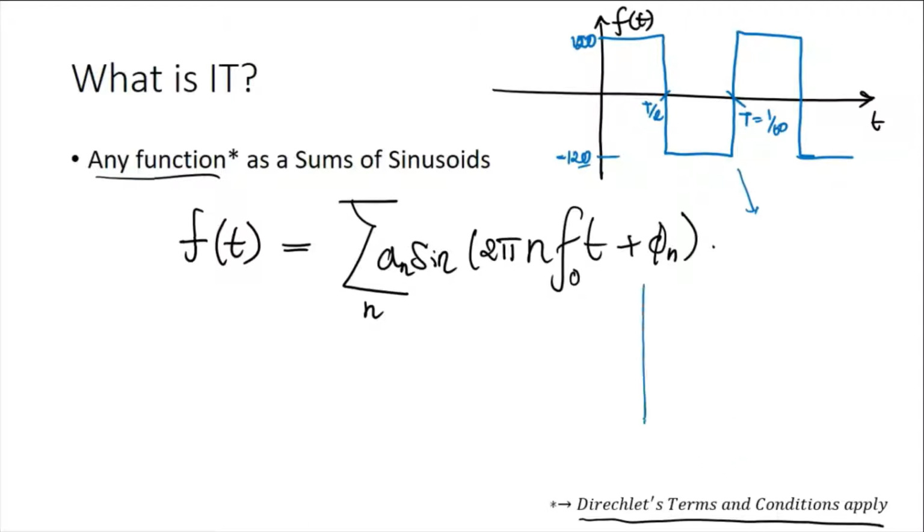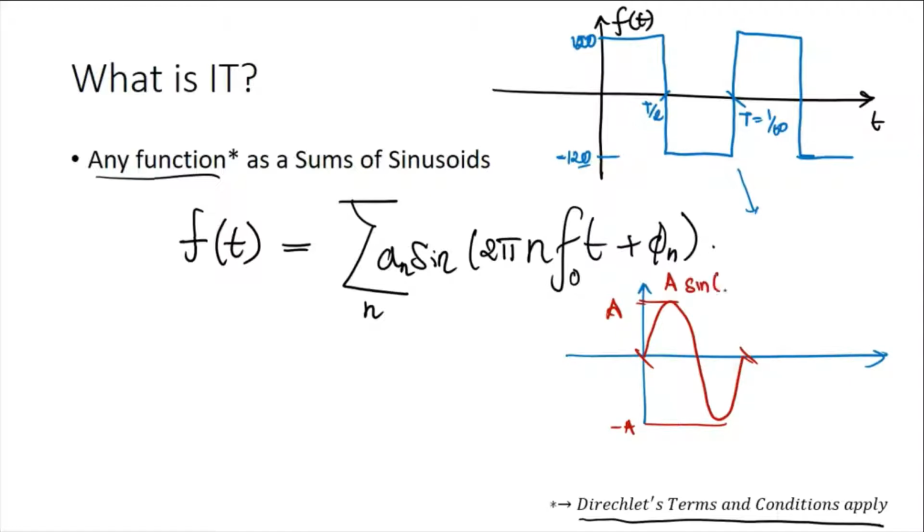So what do sine waves look like? Just for the purpose of a hint, sine waves look something like this. Sine waves have a few properties. One is the amplitude, so it is A times sine of 2 pi times f times t. So it has a property of frequency.